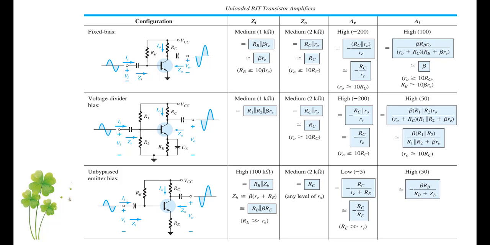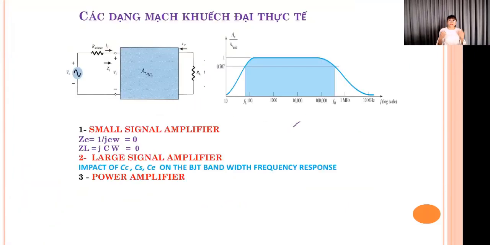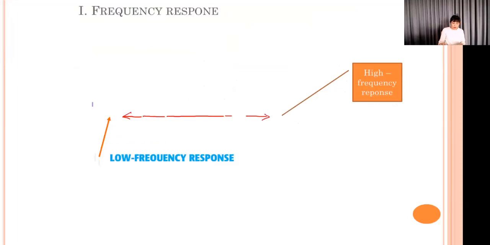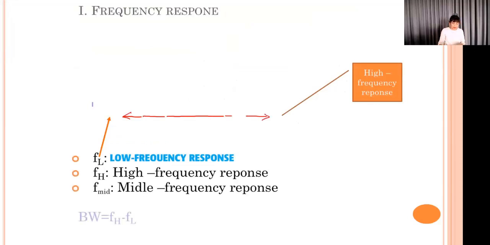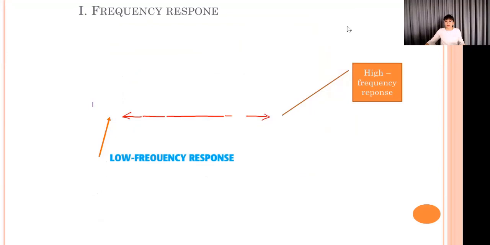In general, you can see here. In the last lesson, I gave you information about the three kinds of small signal amplifier, working in the frequency response. The small signal circuit works in the middle frequency response, meaning in the red color area.